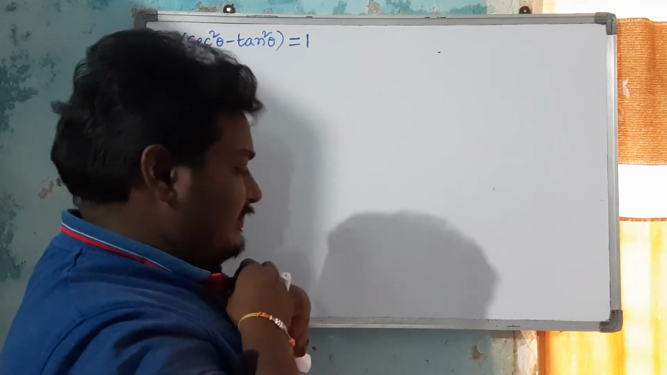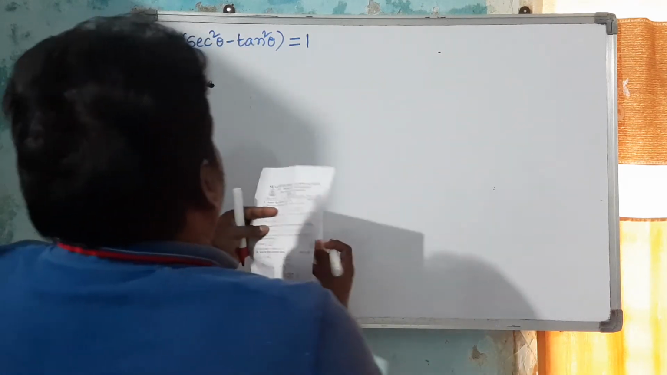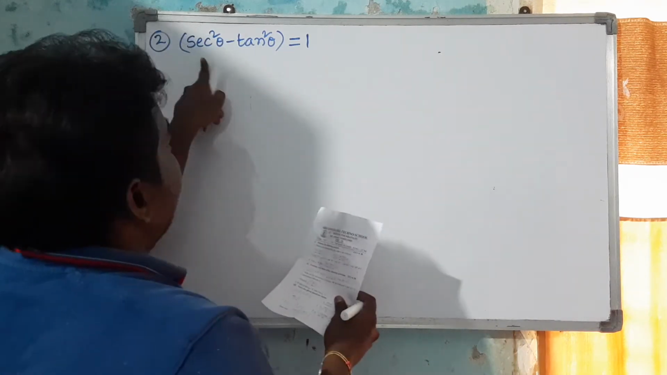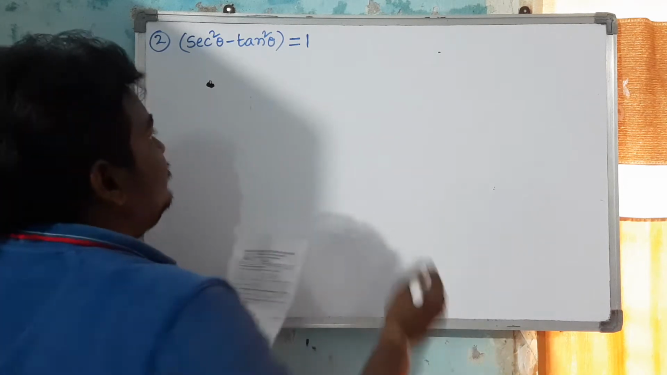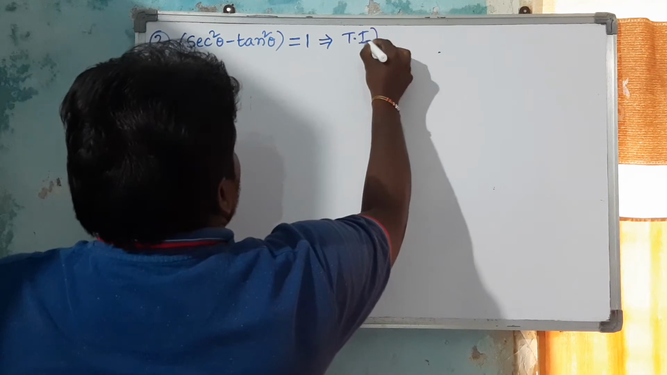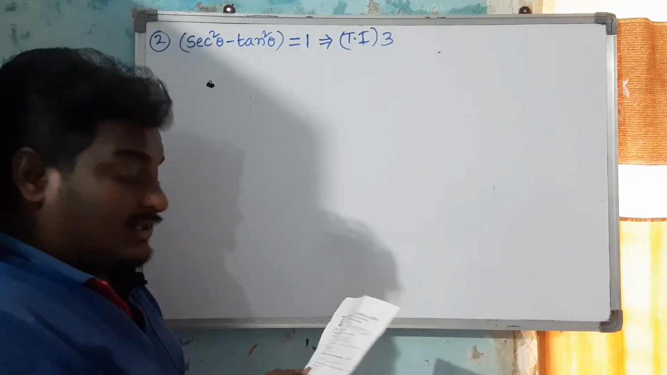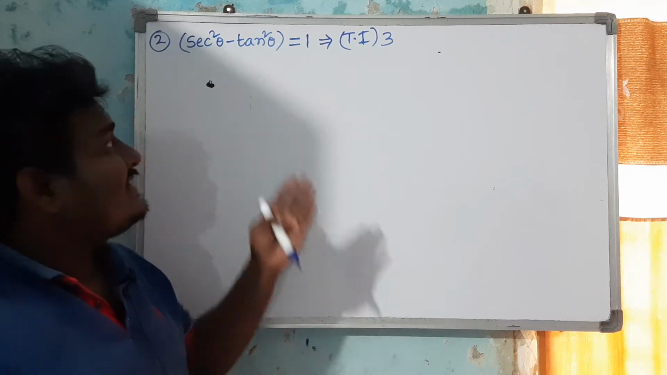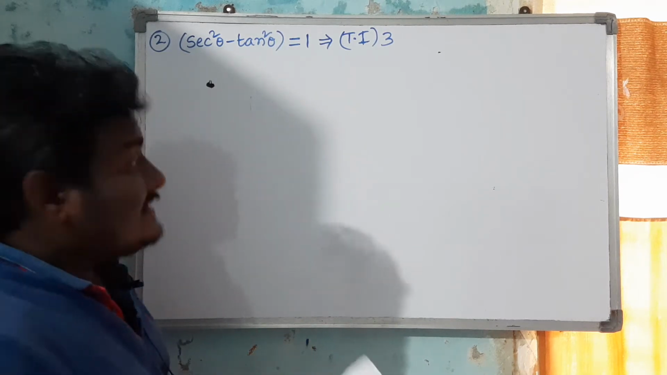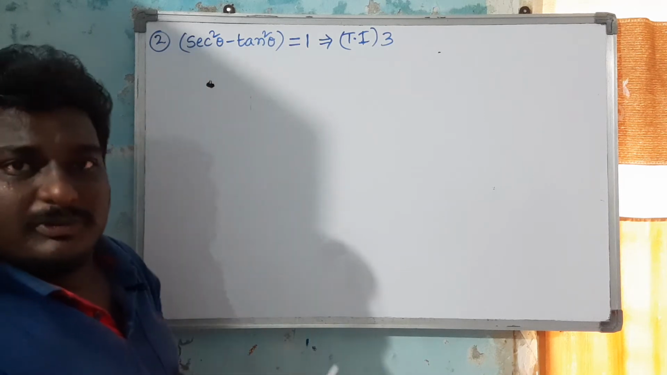Sorry for the disturbance. Okay. The question is this: secant square theta minus tan square theta is equal to 1. That is trigonometric identity 3 actually. So I am asking what are the outputs from this. Nobody has written this. It's a tough problem. Secant square theta minus tan square theta equal to 1. Write all the possible outputs.